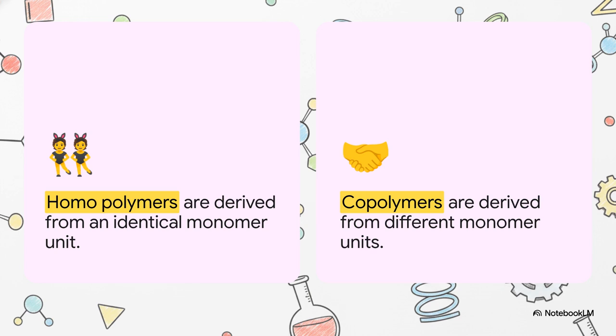But if the chain is derived from two or more different types of monomer units working together to provide unique, combined strengths, we call it a copolymer. So it's really just the difference between a solo act and a collaborative team.